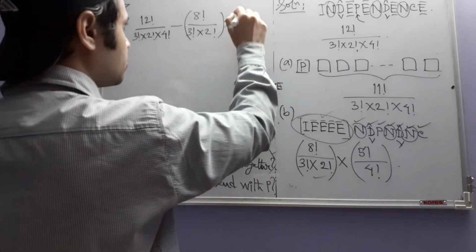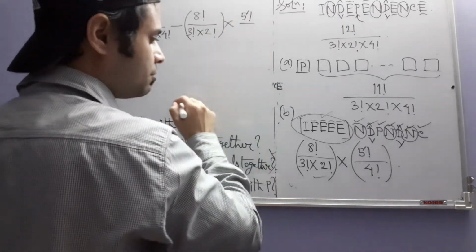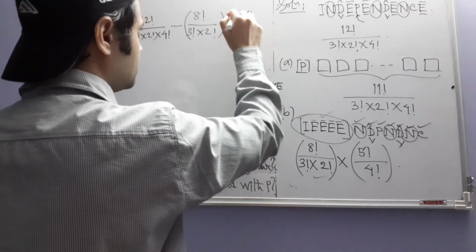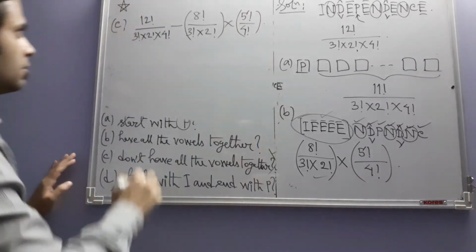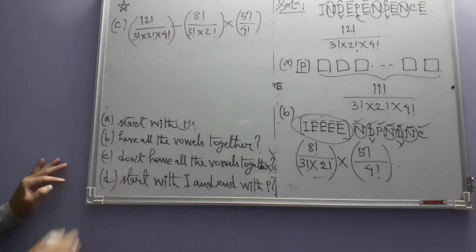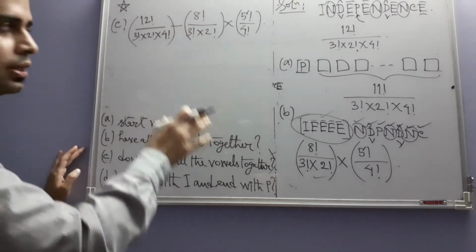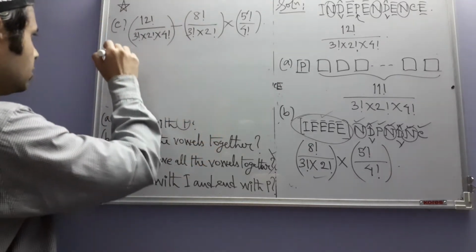Times 5 factorial divided by 4 factorial, which is nothing but 5. But anyway, no matter how complicated it looks, ultimately there will be a positive integer that will be the answer.